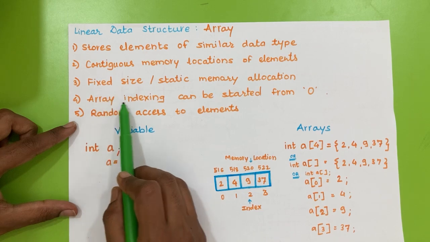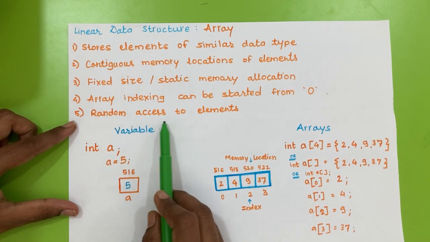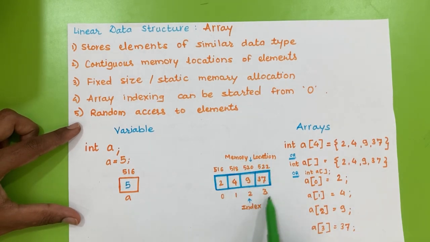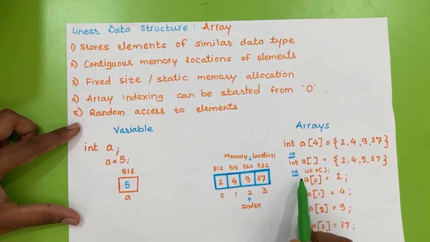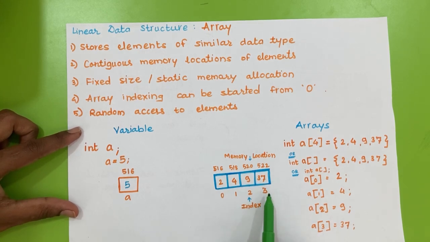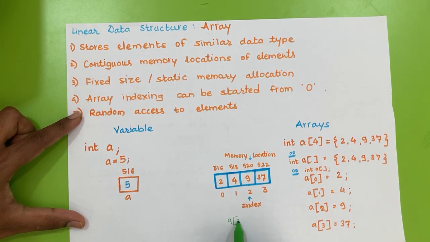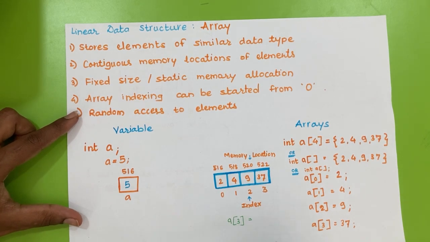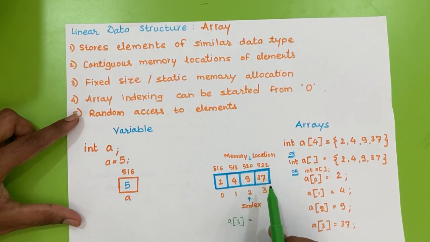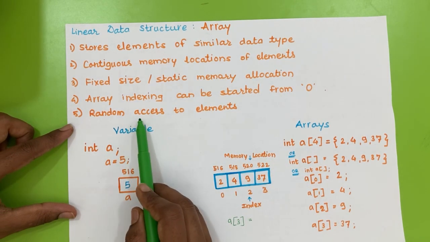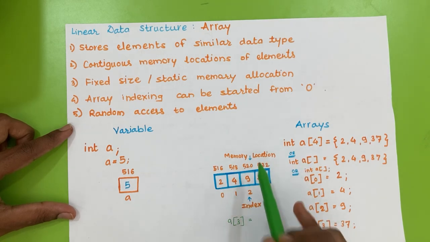Okay, now the next: array indexing can start from 0, and random access to elements means, if this is an array of size 10 and I want the element at position 4, then I can directly access the element A of 3. If our index starts with 0, then the fourth element will be present at index 3. So A of 3 will give you the actual value present at the fourth location. Means you don't need to start from the first element to go to the fourth location. So that means we can have direct or random access to the elements present in arrays.